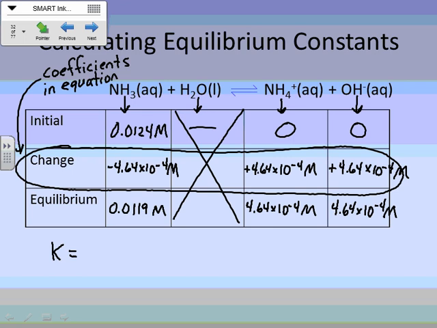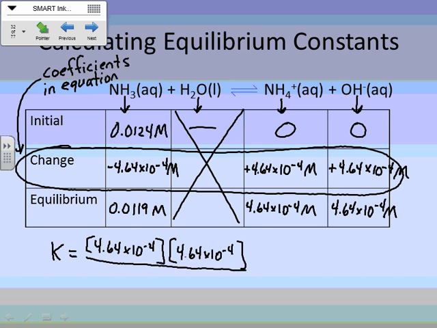let's see, it's these two things on the top, right? So 4.64 times 10 to the negative fourth times 4.64 times 10 to the negative fourth, which you could just square. I don't have to write that out twice. You would see it's coming from both of these reactants, or sorry, both of those products. And then we divide that by the reactant, 0.0119. And that should give us our equilibrium constant.